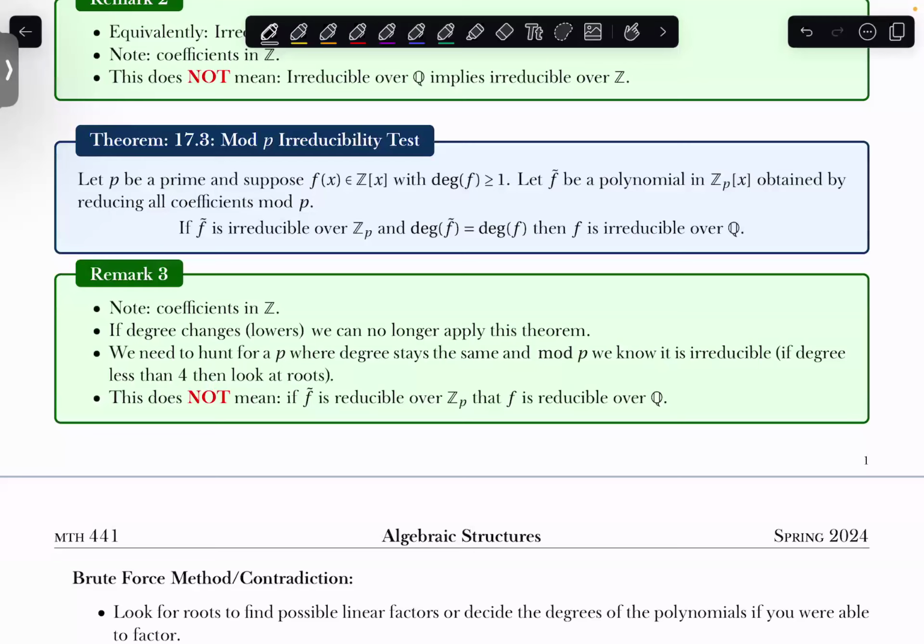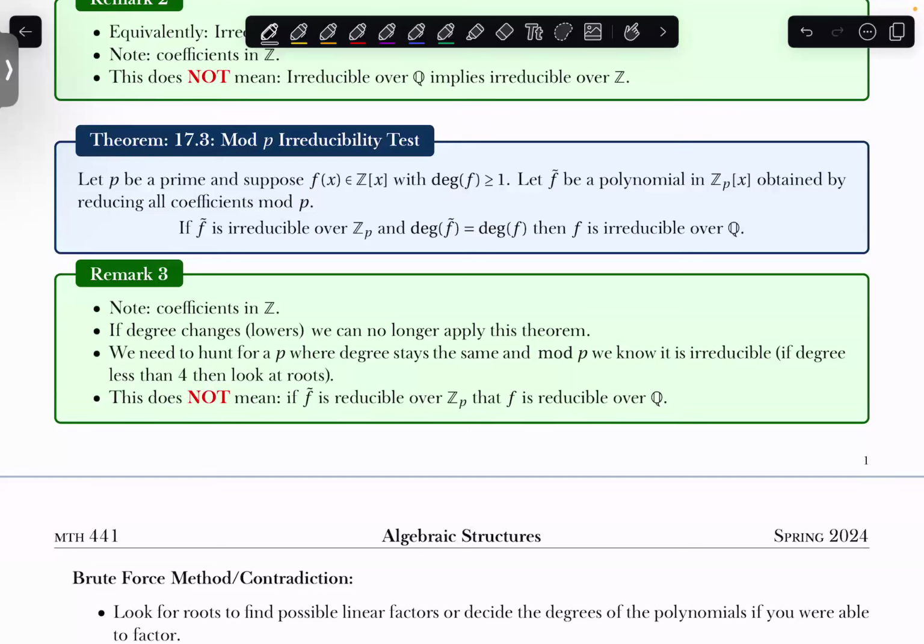Then what we find out is that information about reducing f in terms of its coefficients is going to give me information about what f does over the rationals here. So if I reduce all my coefficients and I find out that this new polynomial here is irreducible, which is easy for me to decide in Z_p.